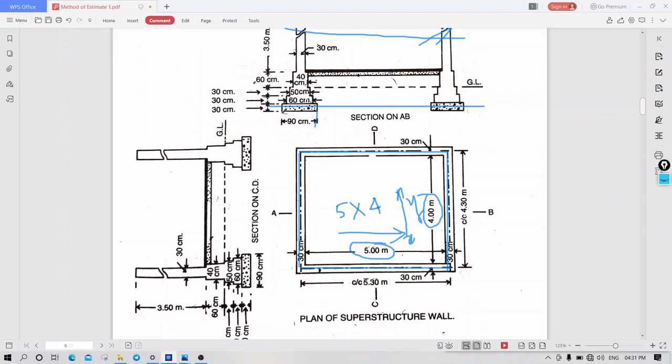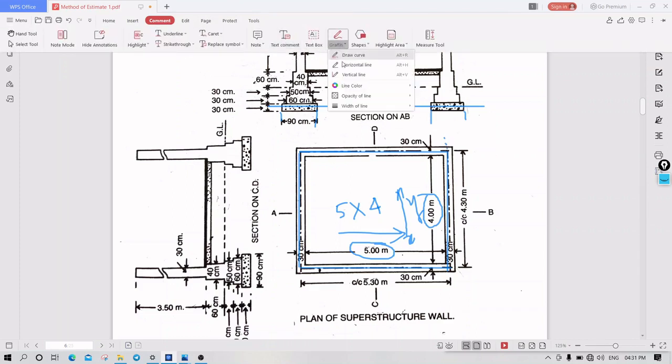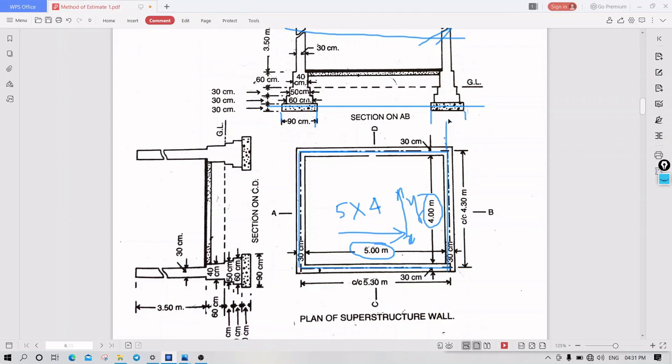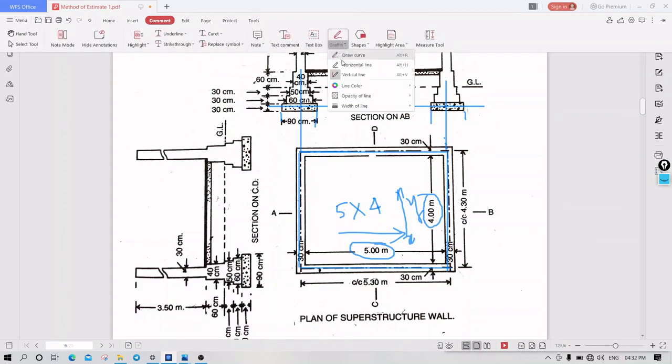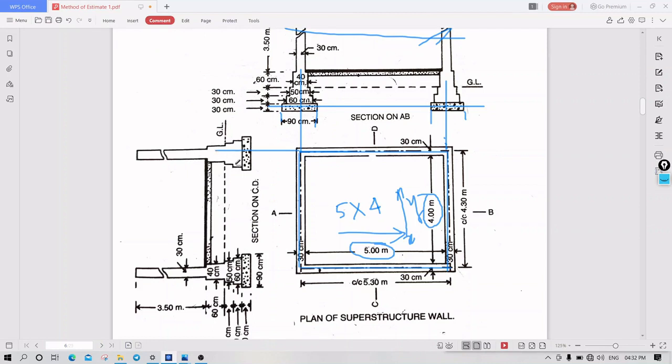What is the width? The width is 90 centimeter. Where is the center line? See, the center line is here. This is the central line, exactly in the middle, because it is symmetric. Now, if you want the center line, what do we have to do?